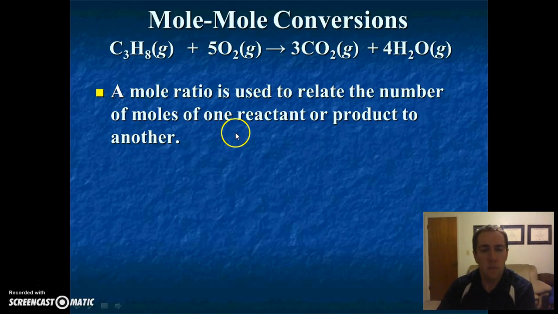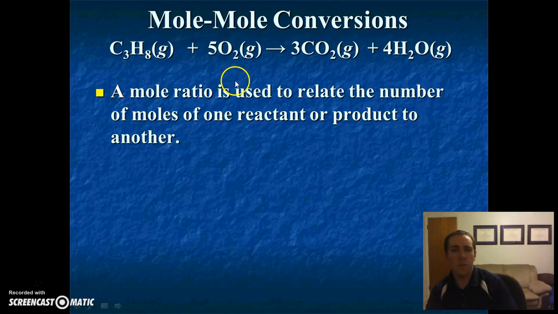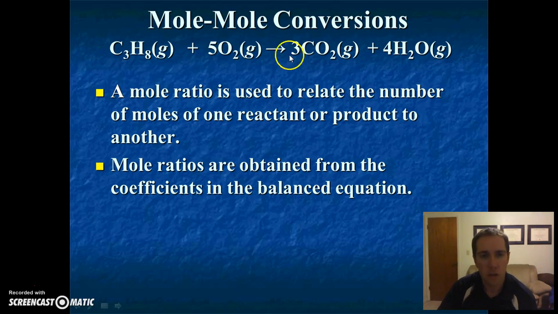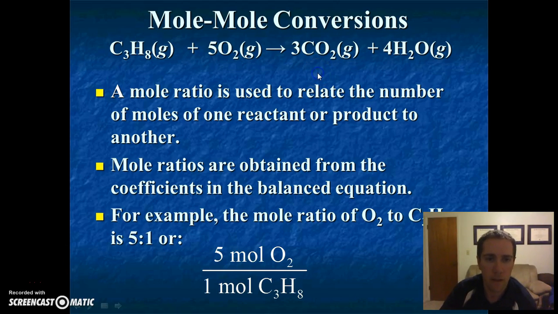A mole ratio is just the ratio of the coefficients. We use that to figure out the ratio of the number of moles of one thing to another. So there are 5 oxygens for every 1 propane. We already talked about that. 5 to 1 is the mole ratio of oxygen to propane. You just get them from the balanced equation. But it's important that you have a balanced equation. If it's not balanced, your mole ratios are going to be completely wrong.